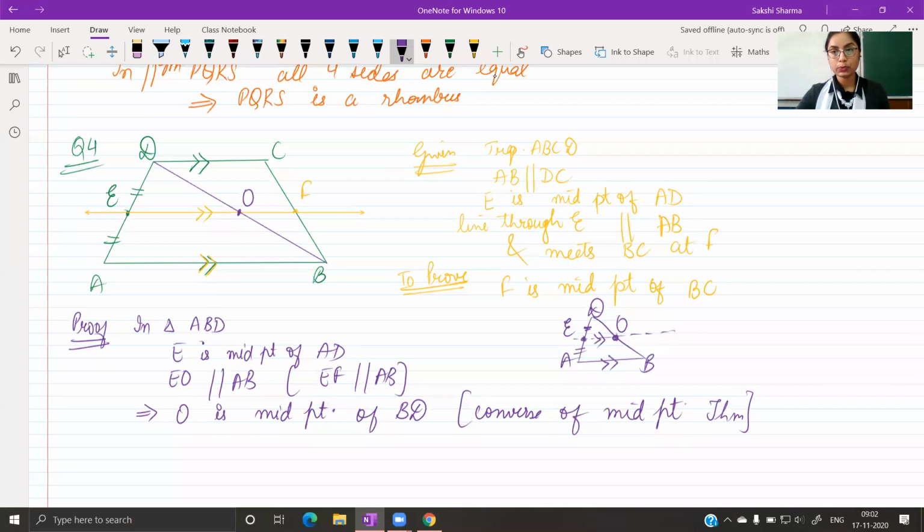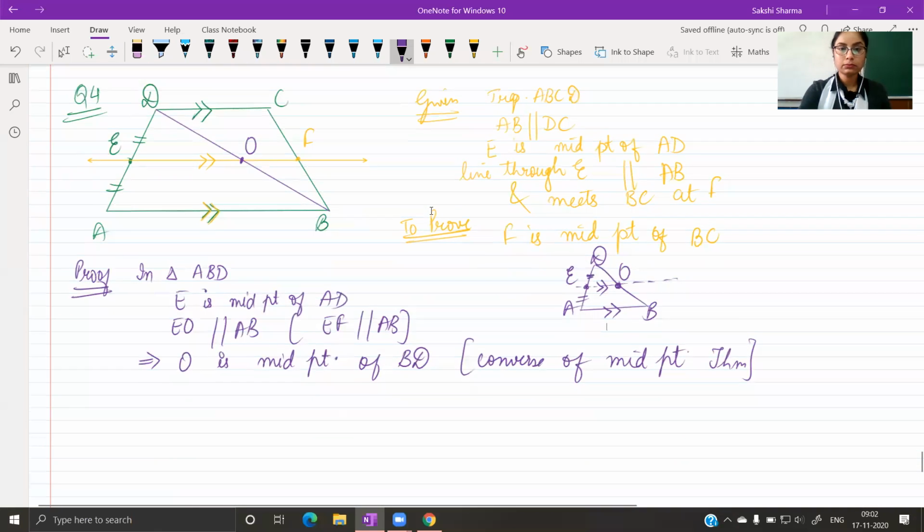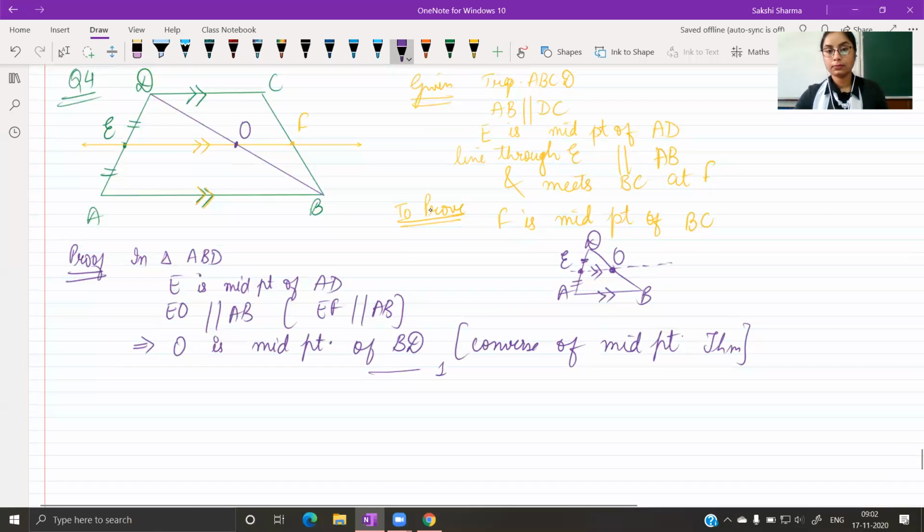So two conditions were given, one midpoint and one parallel, and eventually we get the midpoint of the third side. This is the first result that we have obtained. Now I'm considering the second triangle that I have.